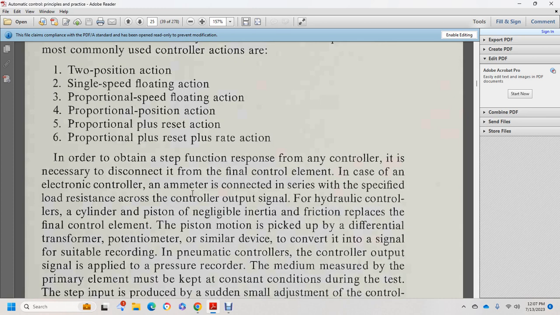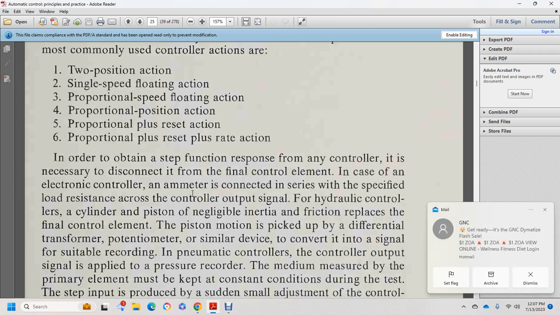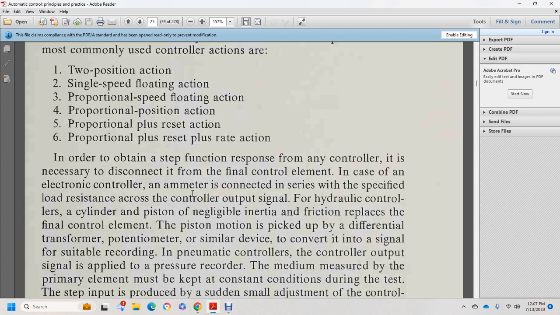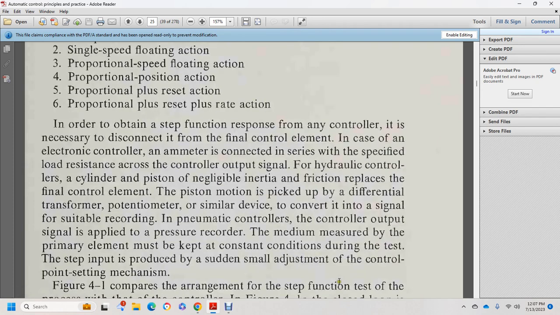In this case, with the electronic control, the ammeter is connected with the specified load resistance of the control output. With the hydraulic control, sense control controllers use a cylinder piston with negligible friction as the final controller element. The piston motion is picked up with a differential transformer or similar device with a converted signal suitable for recording. For pneumatic control, the controller output signal is applied with a pressure record. The medium pressure drive with the primary element must be kept at a constant condition during the test.